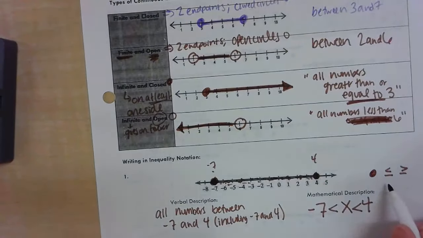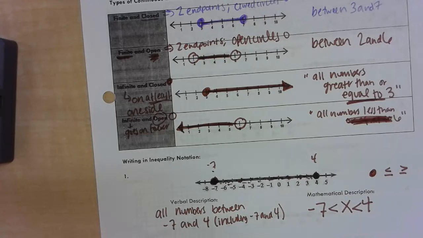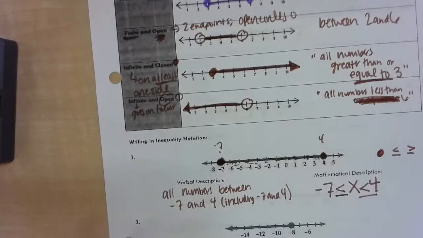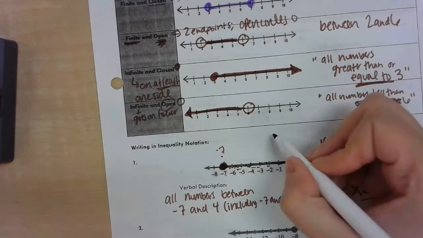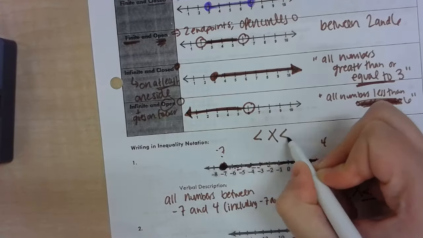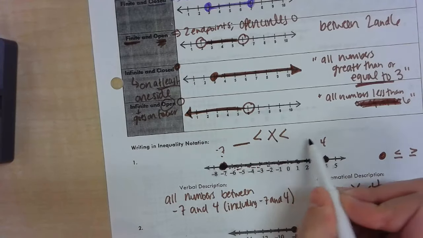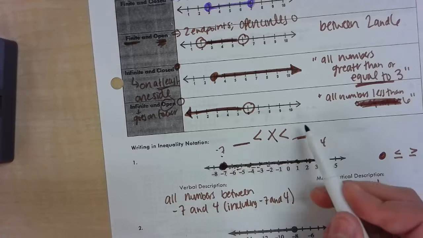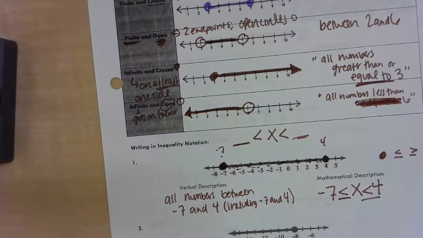So again, if it's a closed circle, that means it has to be less than or equal to or greater than or equal to. So mathematically, it's going to be -7 is less than or equal to x is less than or equal to 4. This is how we're always going to write it mathematically. And we're going to fill in the numbers here because x is sandwiched between whatever number is lowest and whatever number is highest. I'll do another example together.